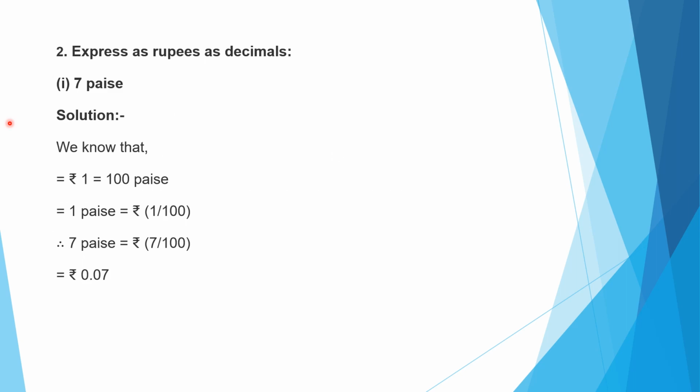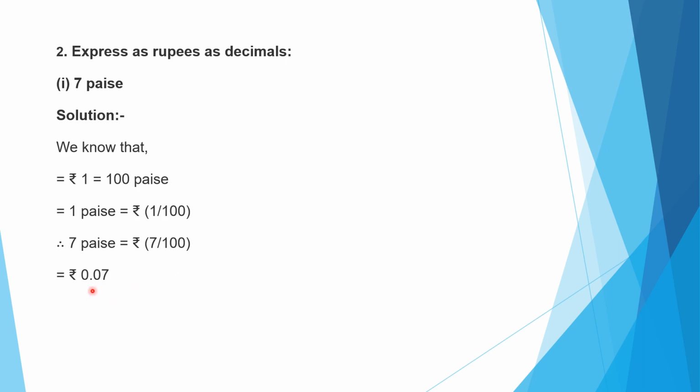So next sum is express rupees as decimals. All these sums are just a repetition of 6th standard portion. So 7 paise. First what you have to do? 1 rupee is equal to how many paise? 1 rupee is equal to 100 paise. So 1 paise is equal to, how to write that in fraction? That is 1 by 100. Correct? 1 paise means out of 100 paise, 1 part. So 7 paise means 7 by 100. Out of 100 paise, 7 paise we have taken. So 7 by 100. How to write that in decimal?